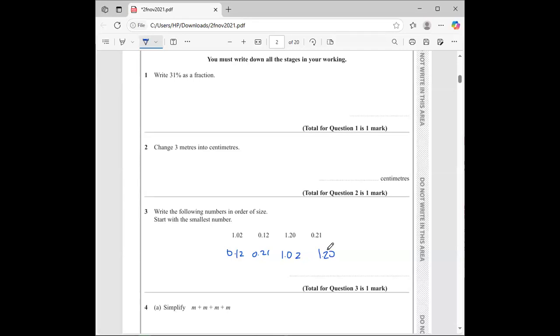M plus M plus M plus M. What's that going to be? 4M. Exactly, 4M. And you know what would have happened if instead of the plus, you had multiplication? It would have been M raised to power 4, right? Yes. Okay. All right.